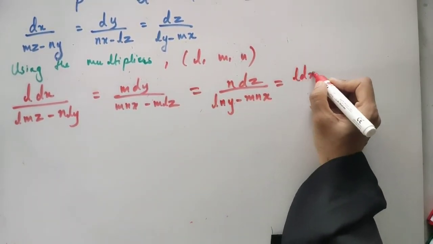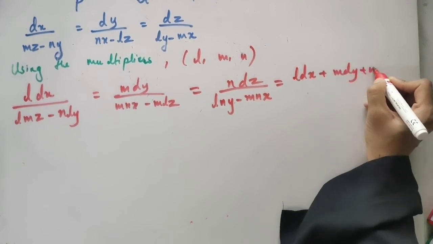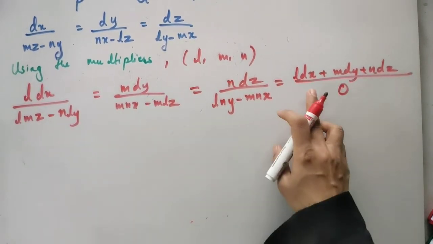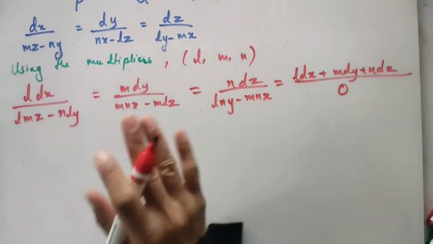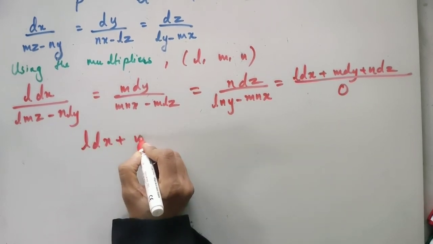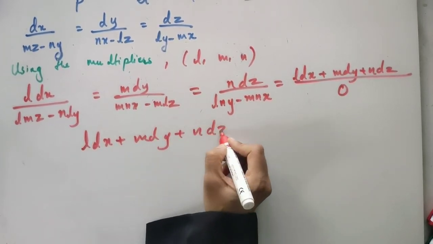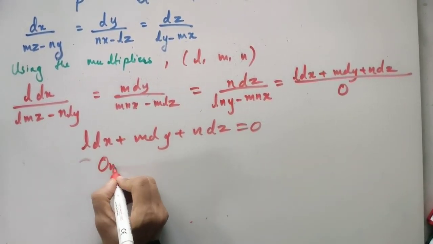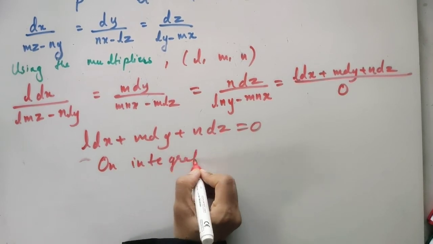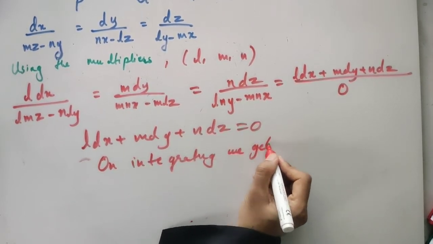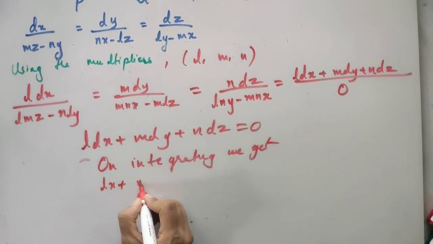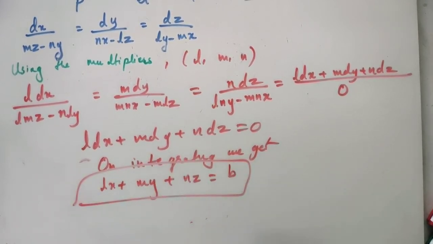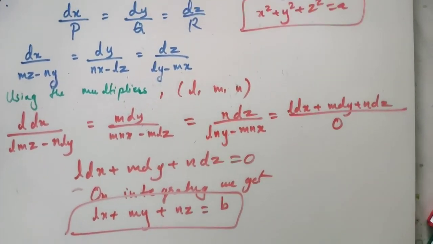Now since all three are equal, I can add all three. So L dx plus M dy plus N dz divided by, since we have seen already the denominator is turning 0. Now you can take the last one and equate to any of the fractions, it will be equated to 0, or you can consider L dx plus M dy plus N dz is equal to 0. On integrating, we get Lx plus My plus Nz is equal to some constant b directly. So I've got another solution. Already we have got one solution that is equal to a.